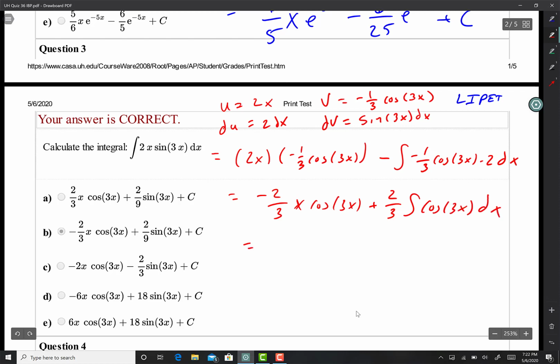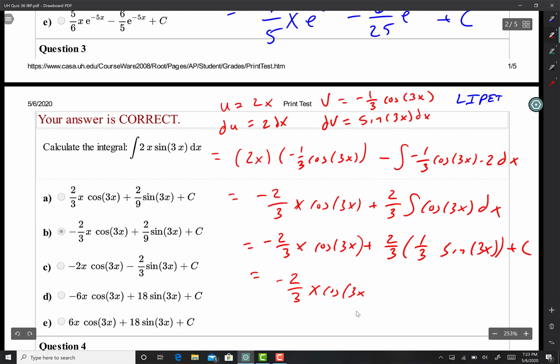Okay, and finally, let's see. So I have a negative 2/3 x cosine 3x plus 2/3 times the antiderivative of that, which is 1/3 sine 3x plus c. Yay! So negative 2/3 x cosine 3x, and I see that I didn't put the parentheses there, plus 2/3 times 1/3 is 2/9 sine 3x plus c. And then there it is.